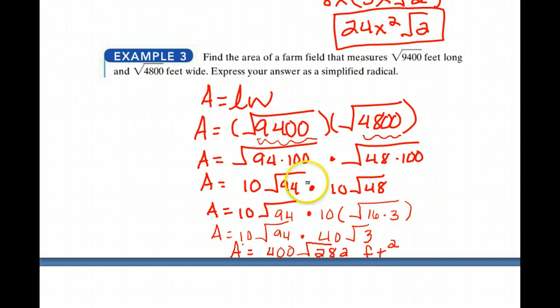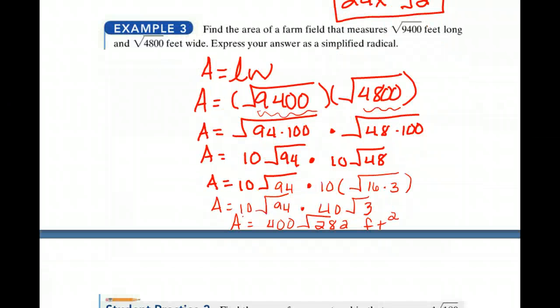So again, the reason that we broke down the length and width first was to make sure that we had the finalized radical as our answer, because it was easier to break down the length and width while they were in their length form and width form than it would have been had we chosen to multiply first and then try to factor out those square roots.